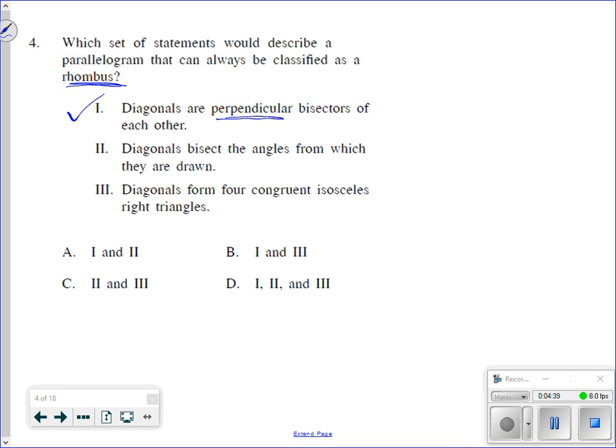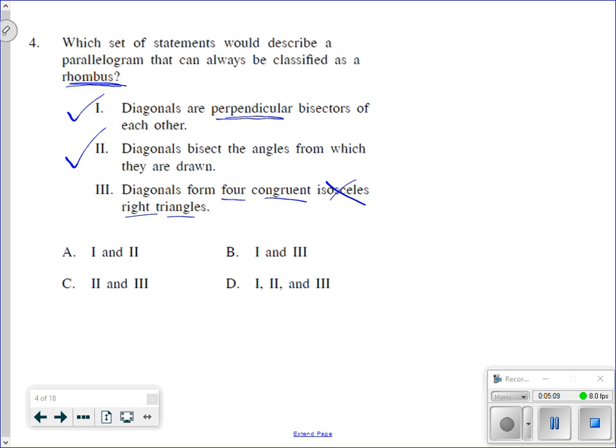Diagonals bisect the angles from which they are drawn. That one is a parallelogram property. Diagonals form four congruent isosceles right triangles. Well, they do form four congruent right triangles, but if it's going to be isosceles, that's going to turn our rhombus into a square. But here's where you have to be very careful.